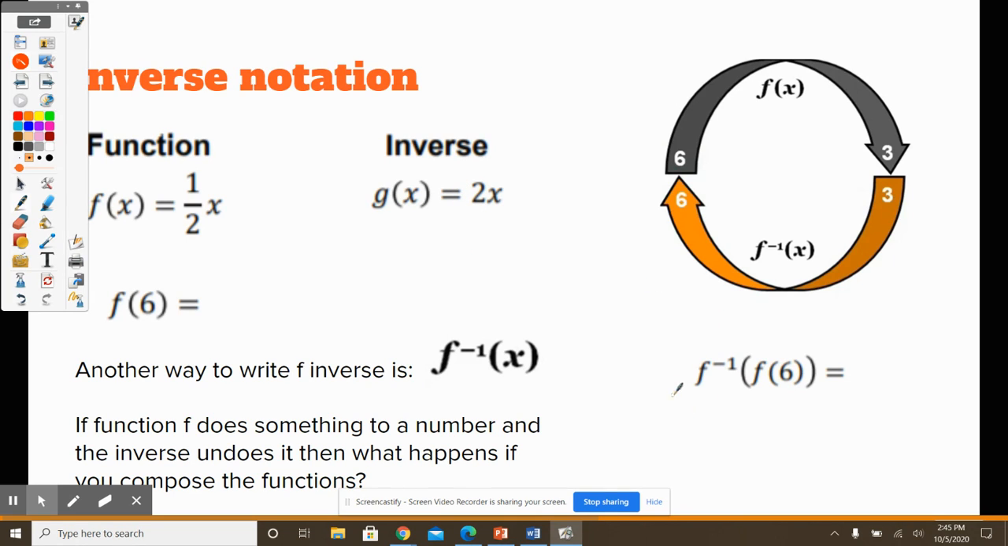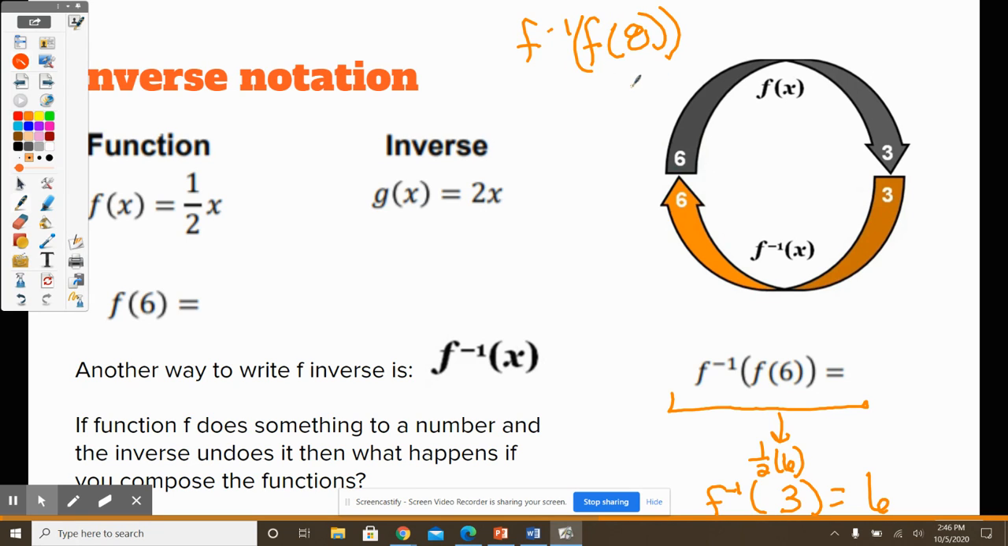So let's look at this notation. What is this talking about? Okay, so f of 6 was half of 6. Well, half of 6 was 3. f inverse of 3 gets you back to the 6. I want you to think about that. What if I would have said f inverse of f of 8? Half of 8 is 4. What's f inverse of 4? 2 times 4 is back to 8.